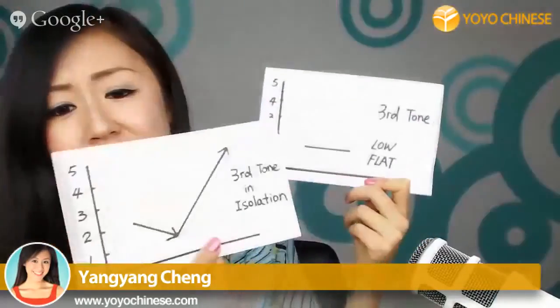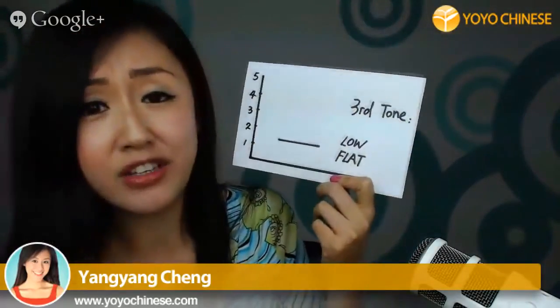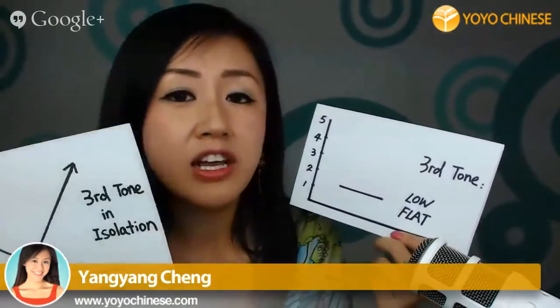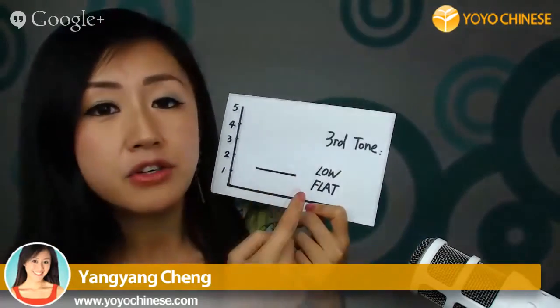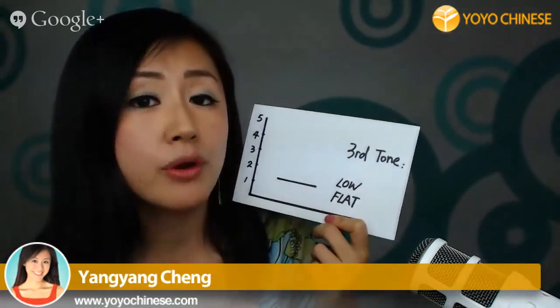So now, please don't be confused. You're saying, most of the time I was learning is like this one, and now you're saying this is actually the third tone. I'm confused. Don't be. This one is when the third tone is pronounced in isolation. This is the standard academic one. But in real life, this is how the third tone is pronounced the majority of the time.